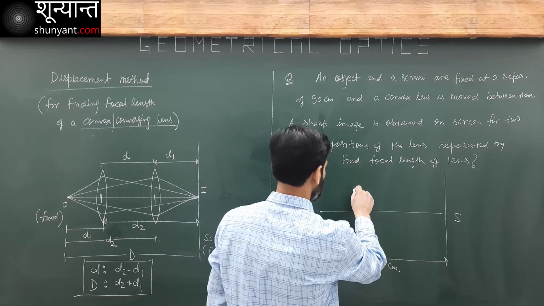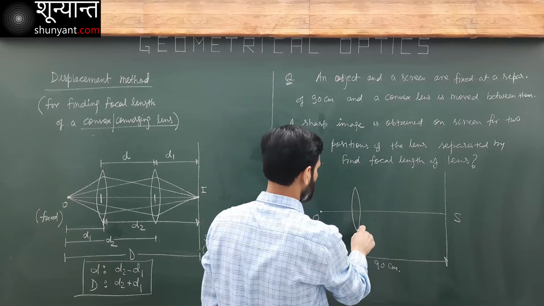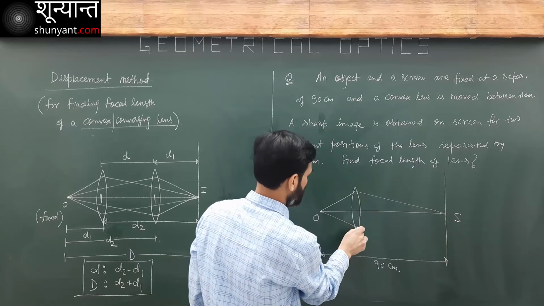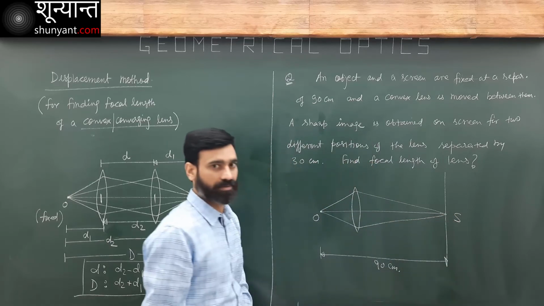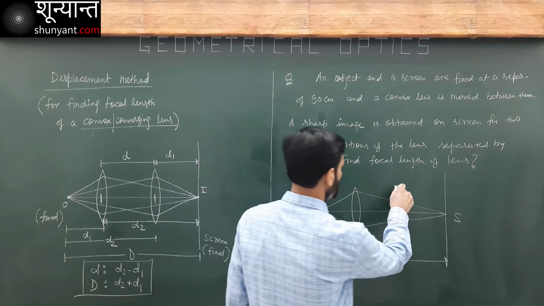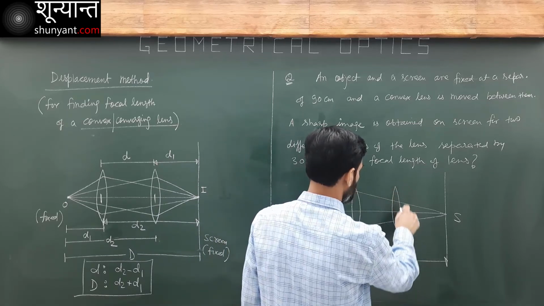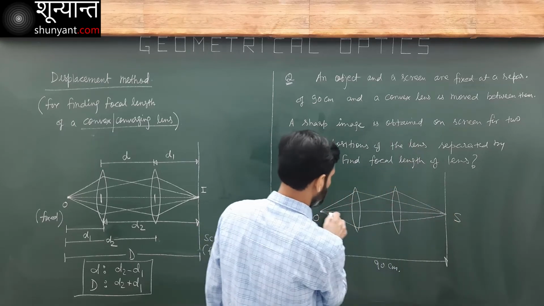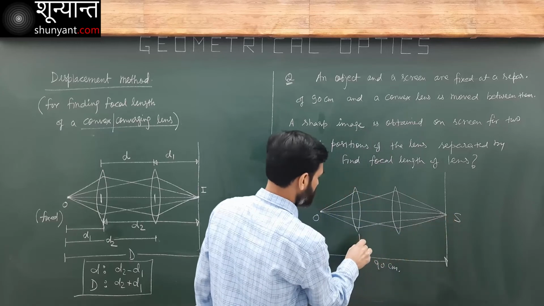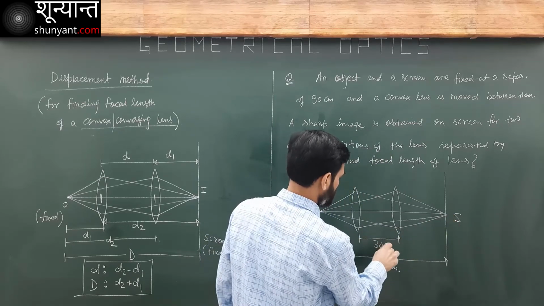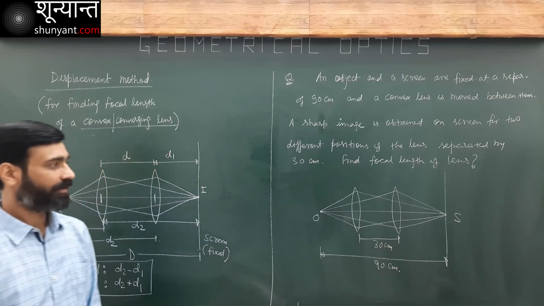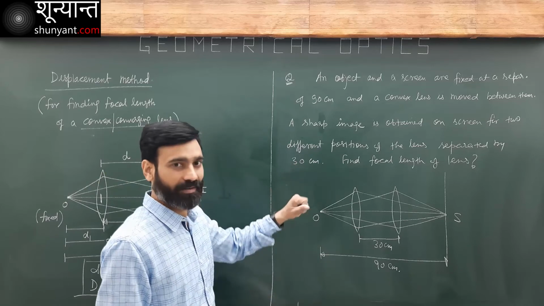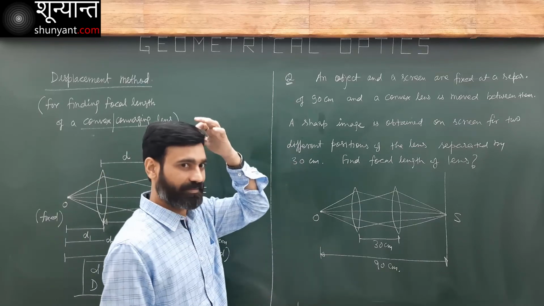Let's say in one case the lens was here and I got one image here on the screen. A real image, of course, because on a screen I can get only a real image, not the virtual. And for the second position I am also getting the image. This distance here is 30 centimeters. Only this information is given. How can I find the focal length of this lens?